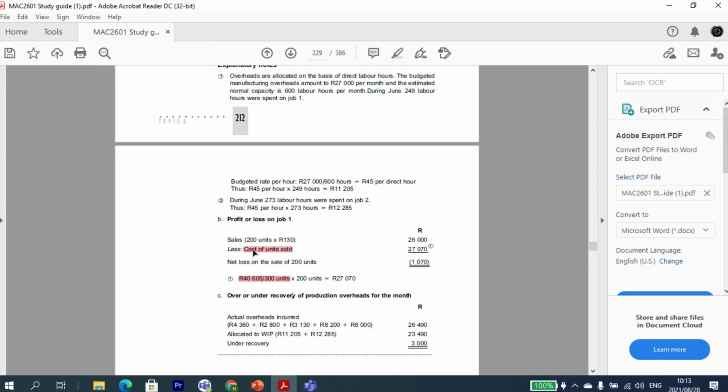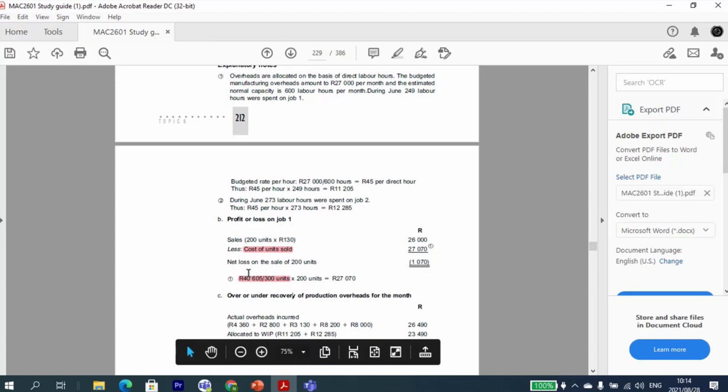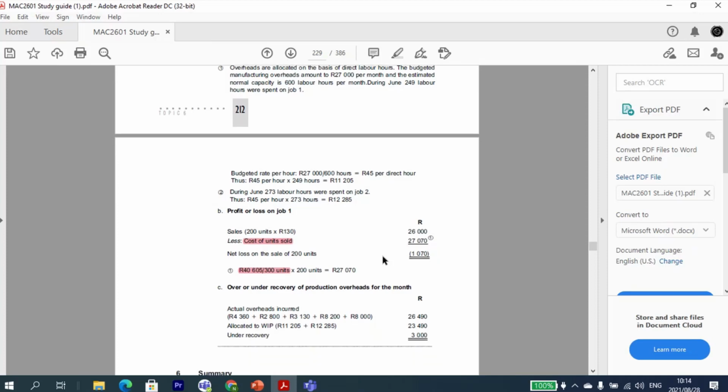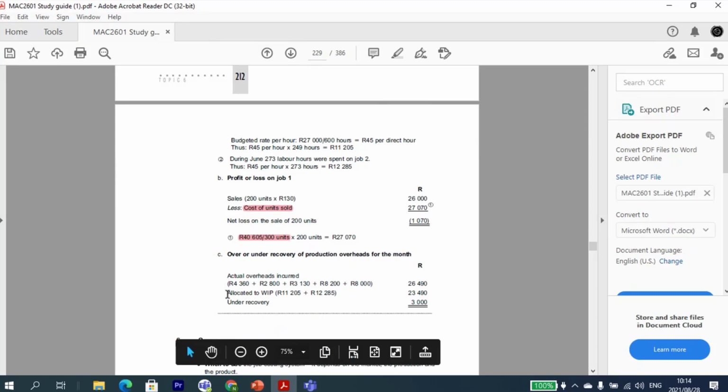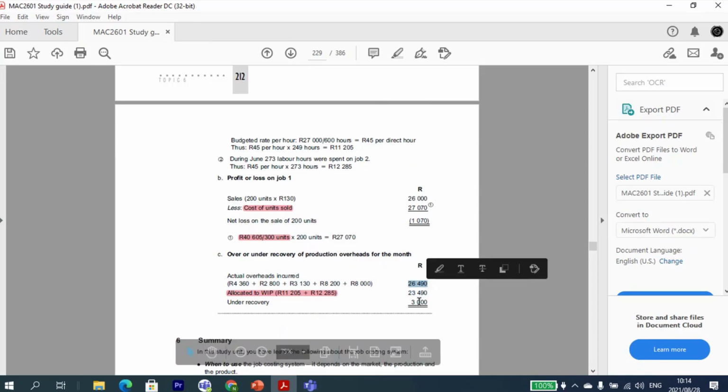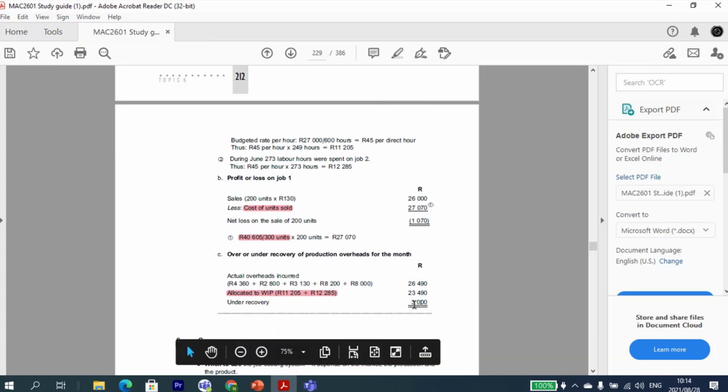So here it was saying what is the cost specific to the units that we sold. For you to do that, you'd have to take all your costs, divide by what you produced, and then multiply by the units that you sold. Okay. All right. And then the unders and overs, it's literally taking the cost that you calculated, the overheads estimate versus your actuals, and then you will see that there was an under recovery.